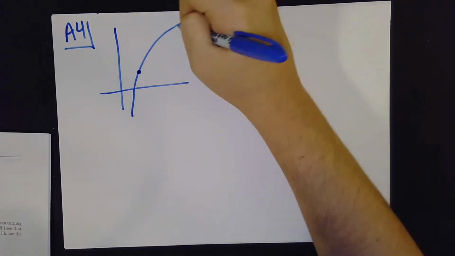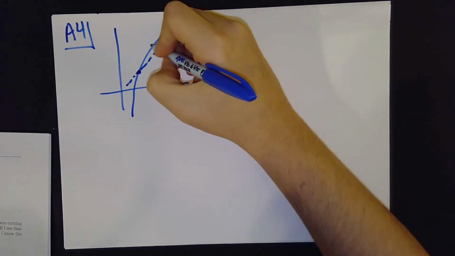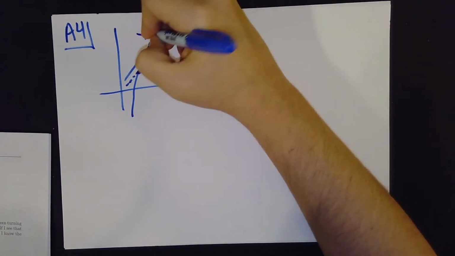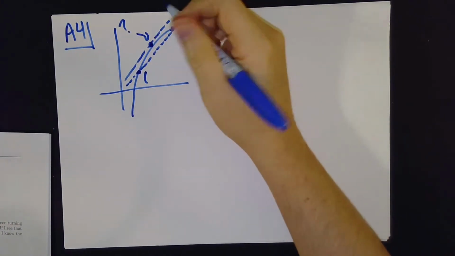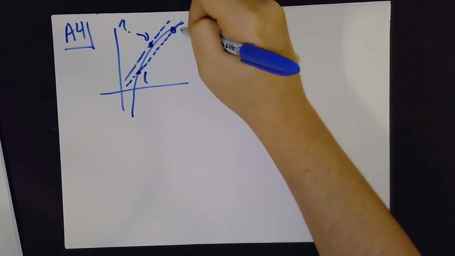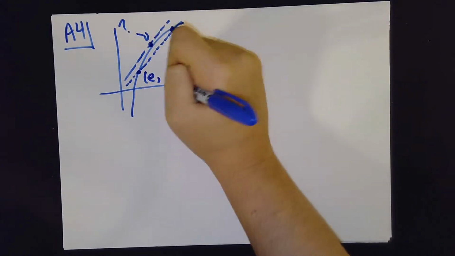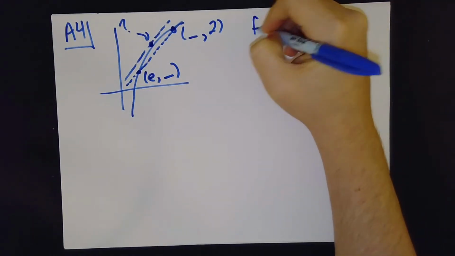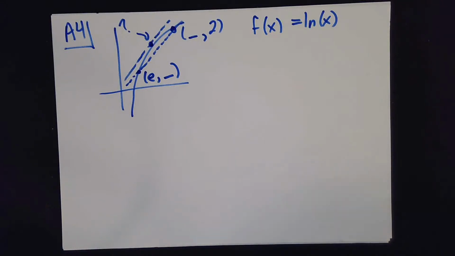And so we've got a point here and a point here. We've got the secant line through those, and then a tangent line here. And so we're asked, hey, what's this point? The information we're given is these 2 points are, I've already forgotten, e comma something and something comma 2. Okay, this is all on a graph of natural log of x.